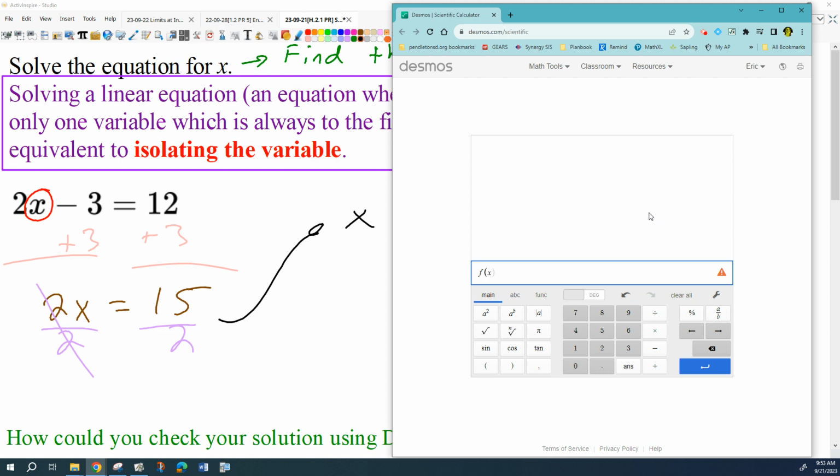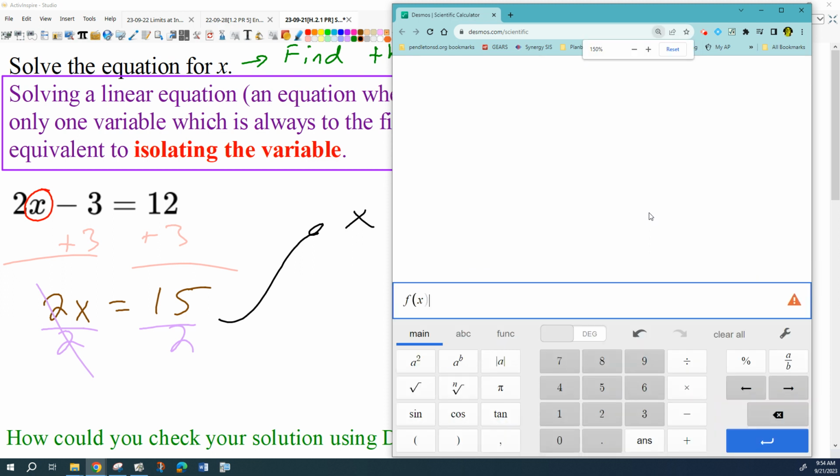did I show you something kind of like this at all? I did a little bit, right? Where we evaluated a function. Okay, good. We're going to do the same thing here again. So f of x equals, the left side is 2x minus 3. Now if I had variables on the right side, I would set it equal to g of x. And I'm just going to plug in the values that are the solutions.